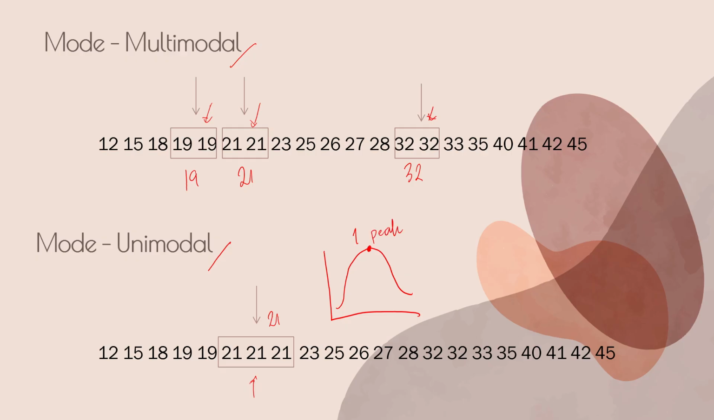So if you have multiple modes, or if your dataset is multimodal, then you're going to have a dataset that is mostly flat. So you're going to have multiple peaks, which would result in a platykurtic curve. Okay, so we're going to talk more about that when we tackle skewness and kurtosis. But for now, know that when we are looking for a normal distribution, we prefer a unimodal dataset.